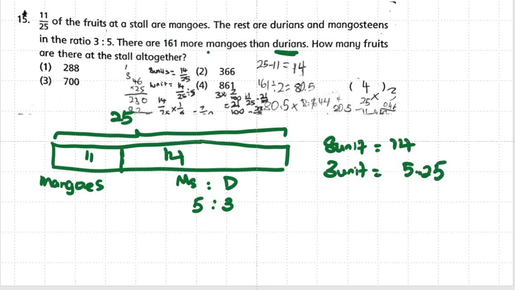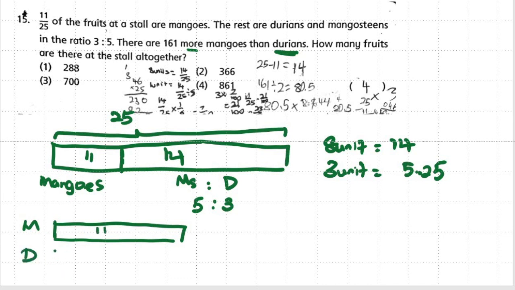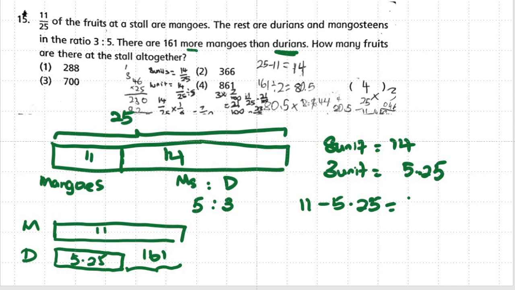So then you know that the mango compared to the durian, here mango, which is 11 units, right? Compared to the durian, there's a difference of 161. Here is 5.25. So we take 11 minus 5.25. Hope that you do your working properly. You will have 5.75. Okay, you know 0.25 is 1 over 4, right?